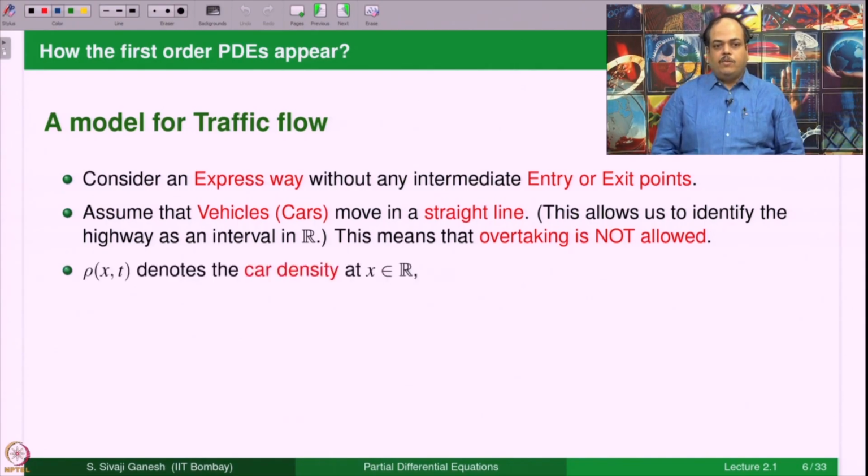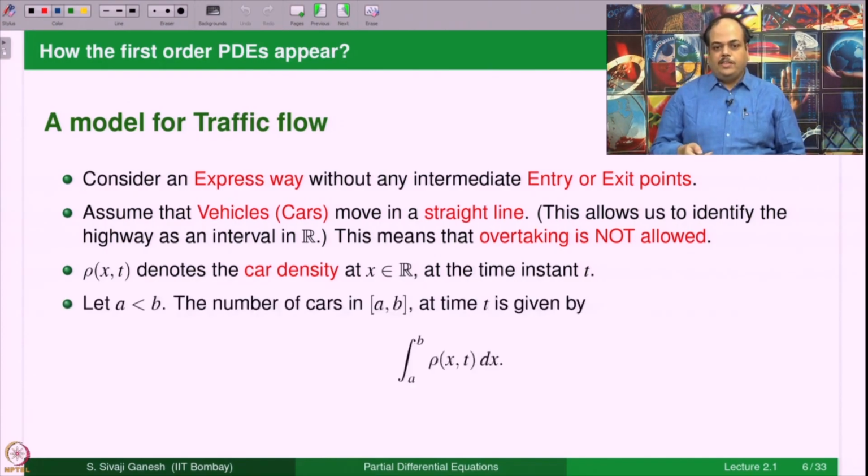Now let rho denote the car density at a point x in R. Yes, the road is not infinite, but then we are going to finally specialize to certain intervals. At the time instant t. What does this mean? Car density means what? We can get the number of cars by integrating with respect to x. So let a be less than b, then the number of cars in the interval [a, b], in terms of the highway it may be a stretch between a point A and a point B, at time t is given by the integral of rho over the interval [a, b].